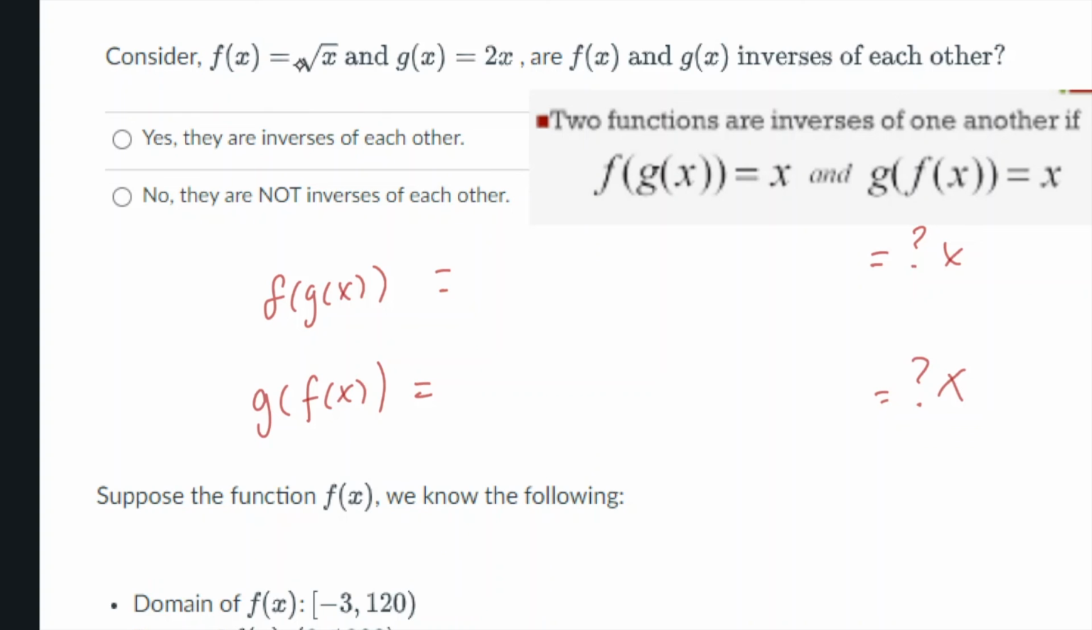So f of g of x, let's see. The g of x, let's put it inside the square root of x, so we get square root of 2x. Well, I can just see that's not going to be x. So they are not inverses.